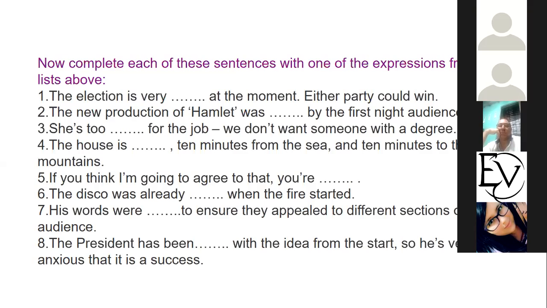Maybe we can say the president has been enthusiastically... no, maybe another one. Brazil? Which one? Receive. Tell. Decir, to tell. We can say the president has been carefully associated with the idea from the start. So he's very anxious that it is a success. It could be. Okay, is it clear? ¿Está claro entonces cómo vamos a hacer las combinaciones?